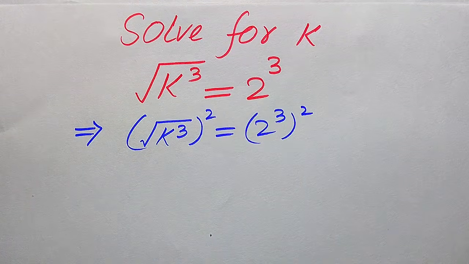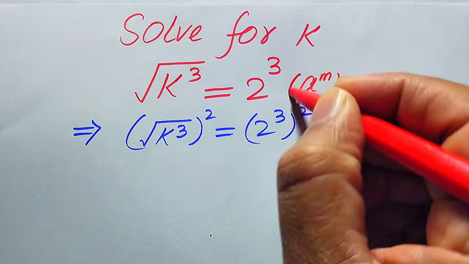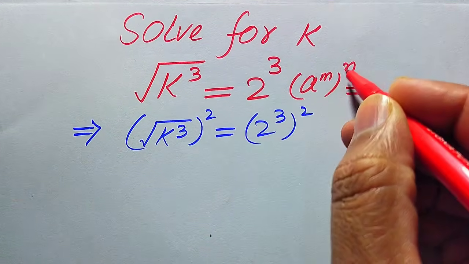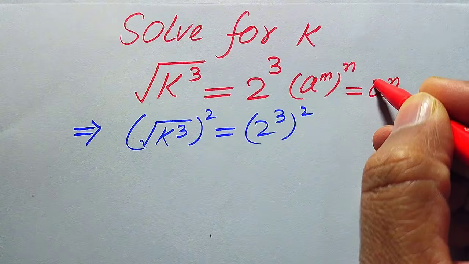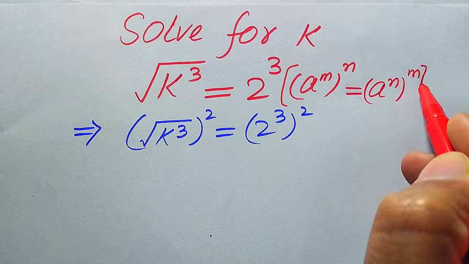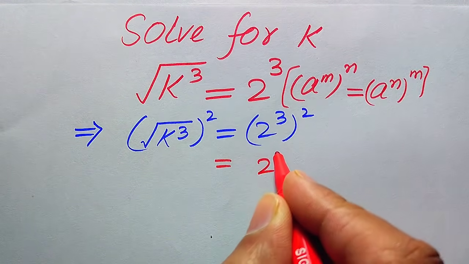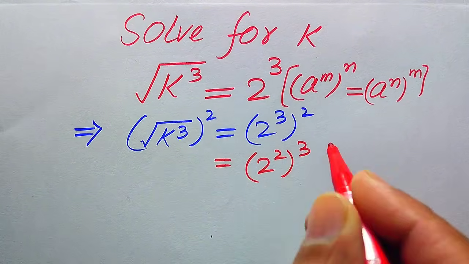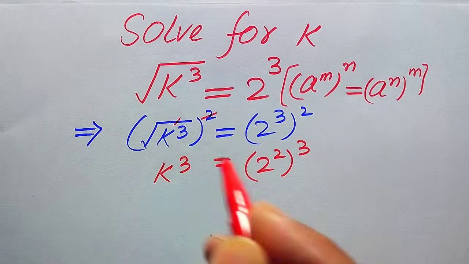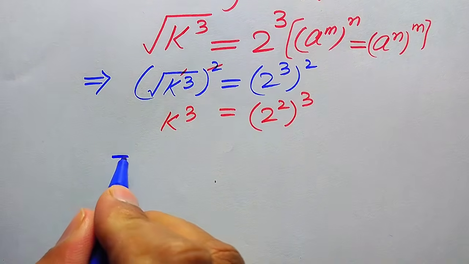Further, in the next step we need to use the exponent rule on the right hand side, and you know about that. If we have a to the power of m to the power of n, we need to interchange both of these two exponents, and it will be written as a to the power of n to the power of m. According to this rule, on the right hand side we interchange both exponents, and it will be written as 2 squared and its whole cubed. And on the left hand side you see the square and square root are gone, and we obtain k cubed.